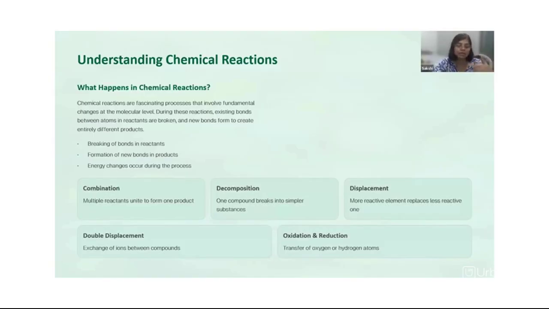Yes, you're right. Exothermic. Exo means out. That means heat is released. Endothermic means heat is absorbed. Okay. So these are the types of reactions and we will be looking at them in quite a detail. Firstly, we have combination, then decomposition, displacement, double displacement, and oxidation and reduction.